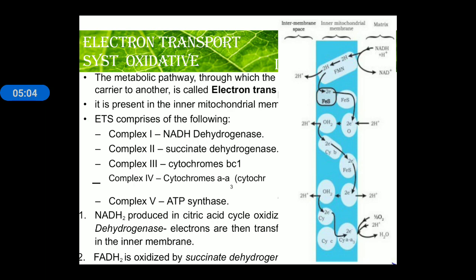You can see from FMN, the hydrogen ions or protons are pumped from the matrix to the intermembrane space. And at ubiquinone, protons are also pumped from the matrix to the intermembrane space, and two electrons are transferred. FMN transfers the two electrons to Fe-S, Fe-S transfers the two electrons to Q, and then Q transfers the electrons towards cytochrome b, cytochrome c, and cytochrome a and a3. So here we can see that electrons are passed from one carrier to the next carrier present in complexes 1, 2, 3, 4, 5, and protons are also pumped from the matrix to the intermembrane space with the help of different enzymes.